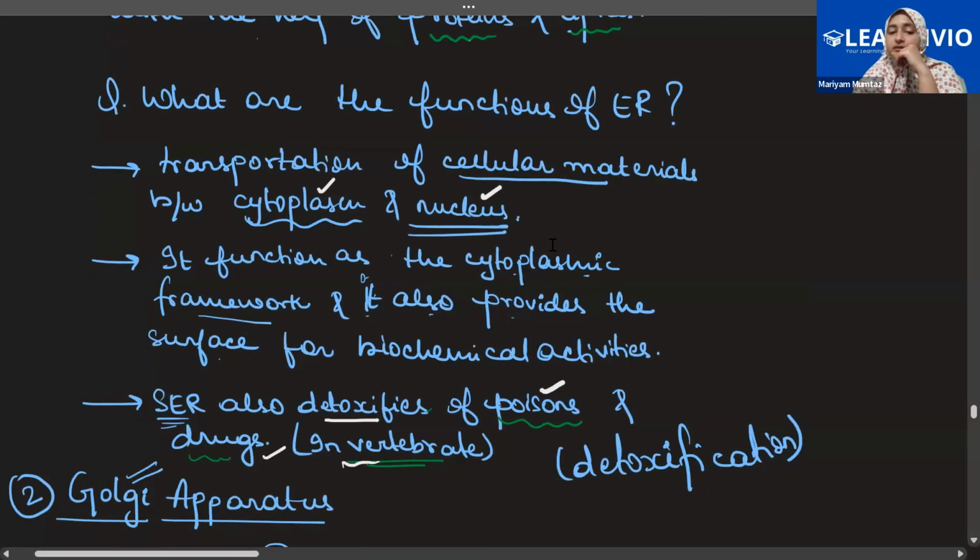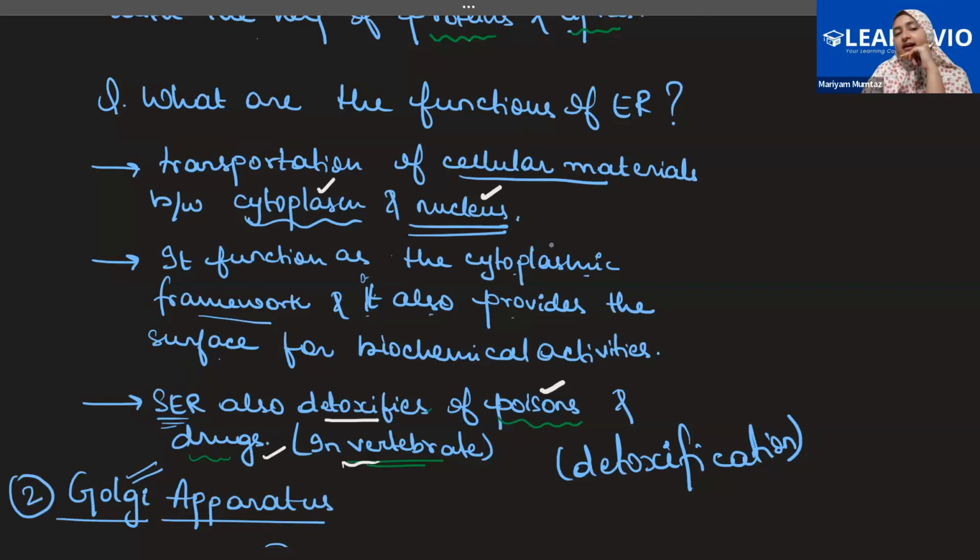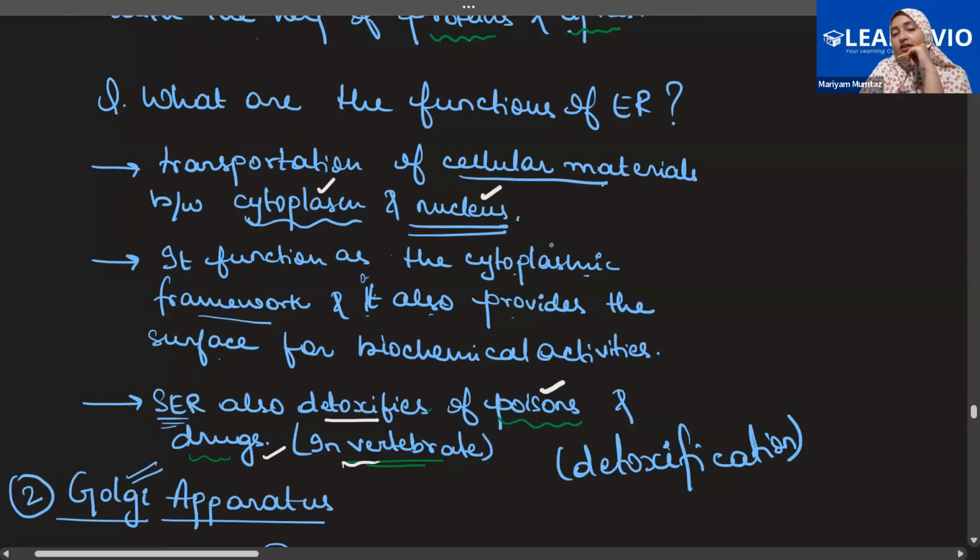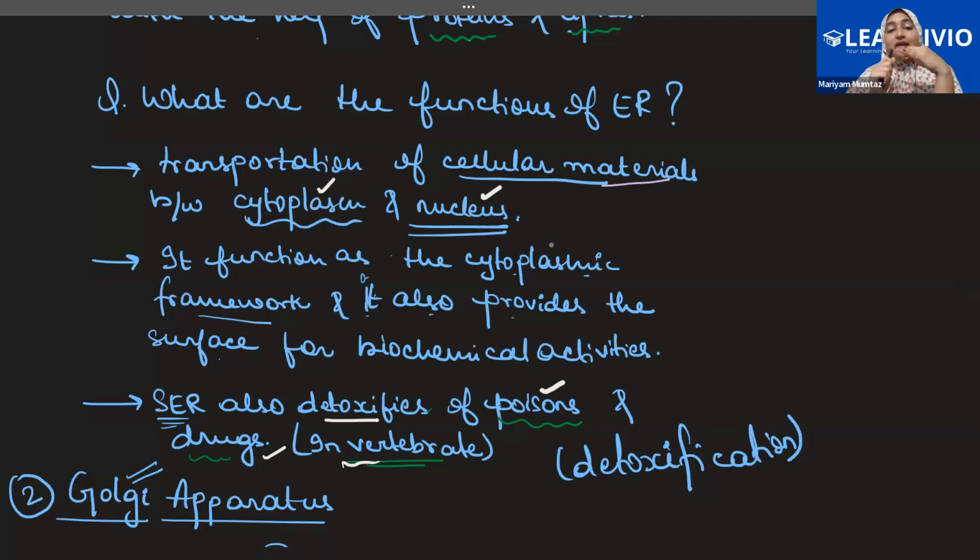Now talking more about the functions of the endoplasmic reticulum. The first is the transportation of cellular materials between cytoplasm and nucleus. Why? Because it can process and package materials, so it can transport them. Then it functions as the cytoplasmic framework, meaning it provides a little framework to the cell, and it also provides surface area, for example, through foldings.